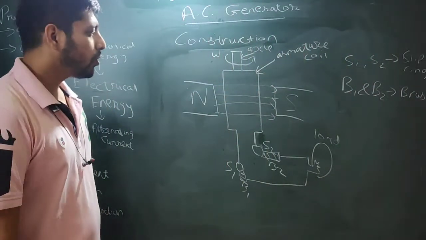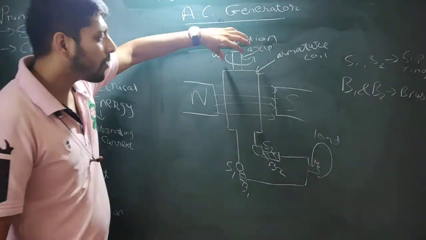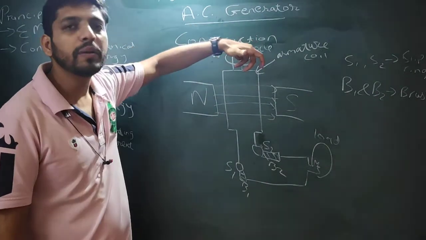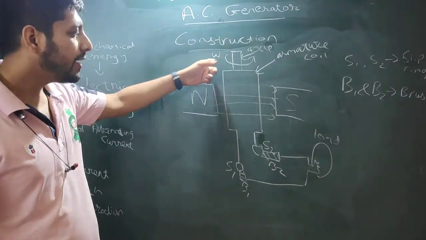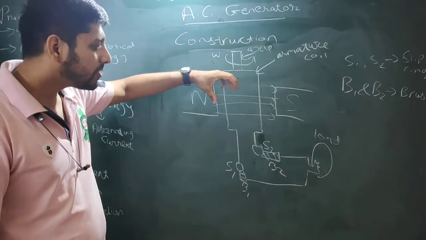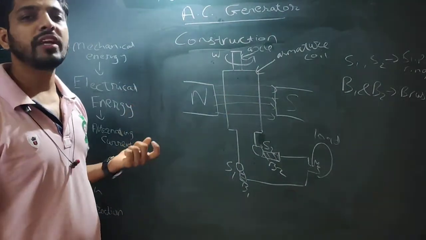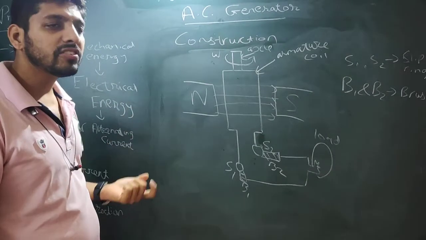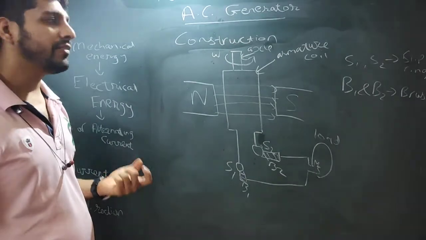Okay. So I hope that the construction of this is very clear to you. Now in this, from this point, the coil is being rotated with angular velocity omega. As and when this rotates, it will cut the magnetic field lines. Okay, so there will be change in flux, and when there is change in flux, according to Faraday's law, there will be induced EMF inside it.